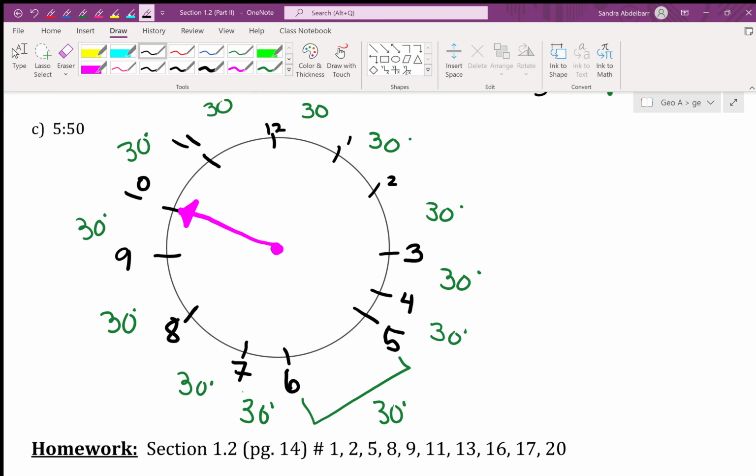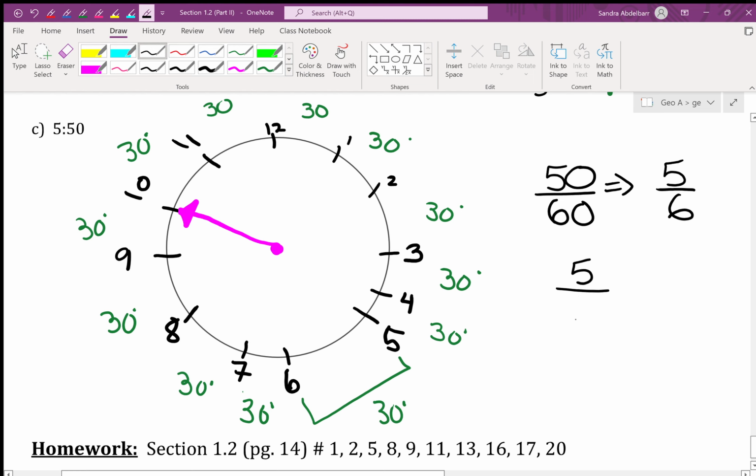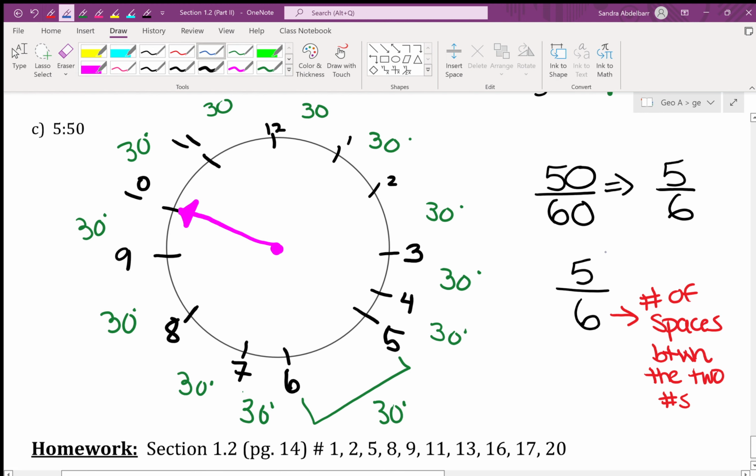The minutes over 60. What's our minutes here? 50. 50 over 60 reduces to 5 sixths. Now, who remembers what the denominator represents? The number of spaces between the two numbers. And what does 5 represent? The parts. Yep. The hand is on the fifth part.